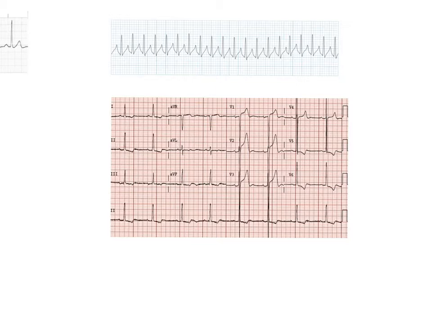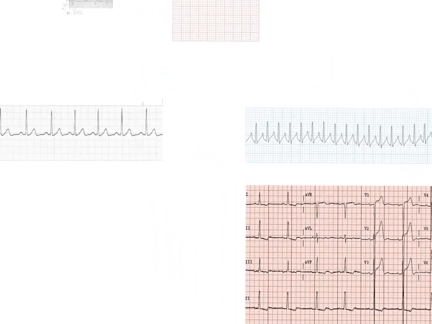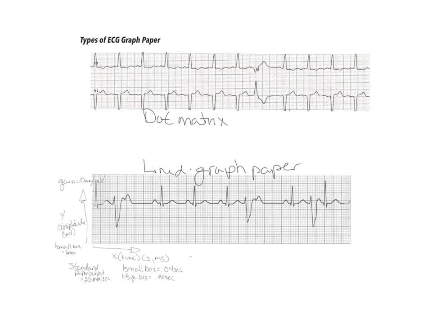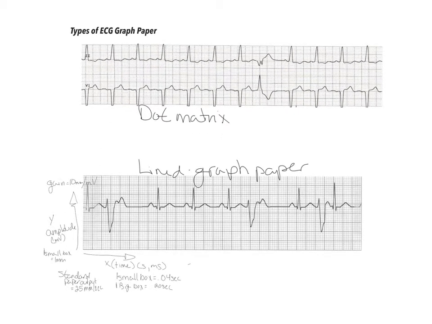You look for this little tower that you have given to you on the EKG paper. And so that's what I wanted to talk about today, guys. I didn't want to spend too much time going into this. Very simple stuff. You have two different types of EKG paper: dot matrix and line graph paper. In the end, they give you the same readings. The x-axis is measured in time, seconds or milliseconds. One small box is worth 0.04 seconds. One big box is worth 0.20 seconds.